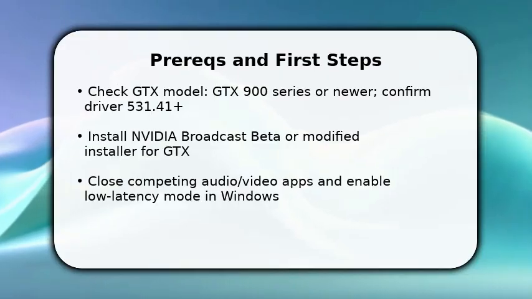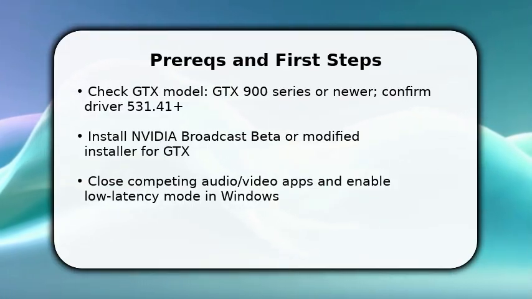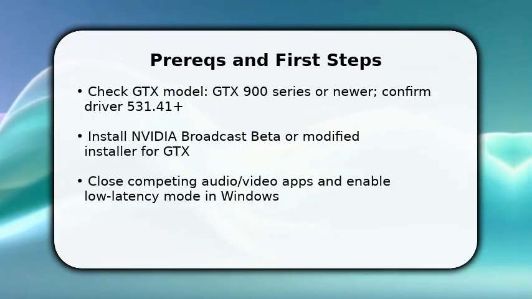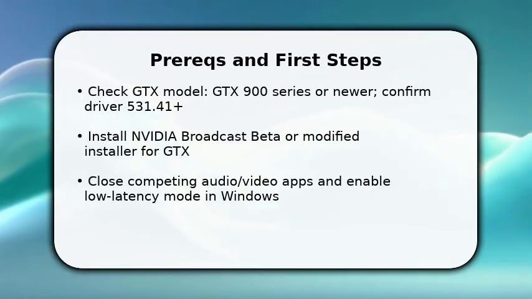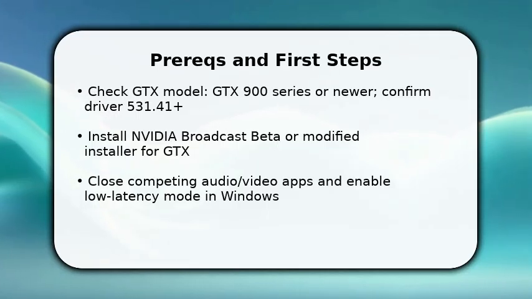You start by confirming hardware and drivers: GTX 900 series or newer and driver 531.41 or later. Once done, download the Nvidia Broadcast beta or a community patch that enables GTX support and run the installer as administrator so files place correctly. Make sure to quit all audio and webcam apps to avoid device conflicts.